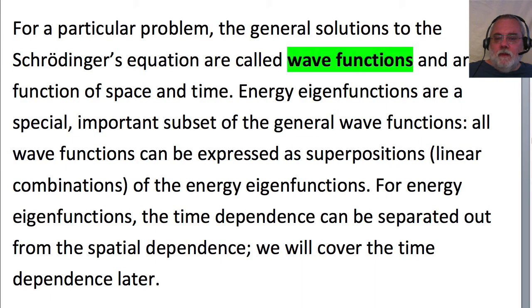For a particular problem, the general solutions to the Schrödinger equation are called wave functions, and they're a function of space and time. Energy eigenfunctions are a special important subset of the general wave functions. All wave functions can be expressed as superpositions, linear combinations, of the energy eigenfunctions. The energy eigenfunctions have a definite, discrete energy, but in general a system could be in a superposition of energy states, and we will talk about that later. For energy eigenfunctions, the time dependence can be separated out from the spatial dependence, and we will cover the time dependence later.